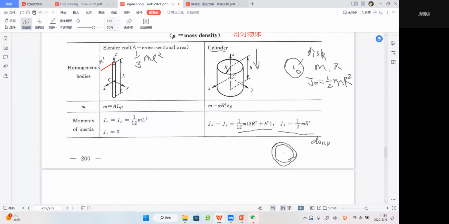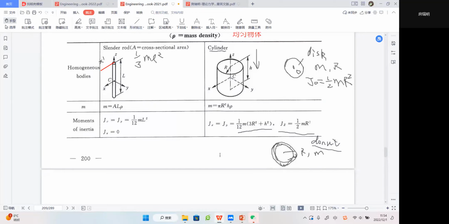Donut. Do you know donut? It's a kind of bread, right? So here, all this internal circle is empty. That means all the mass is distributed to this part. So if its outer radius is r, its mass is m. This donut in Chinese we call 圆环. I don't know how to say it correctly in English.